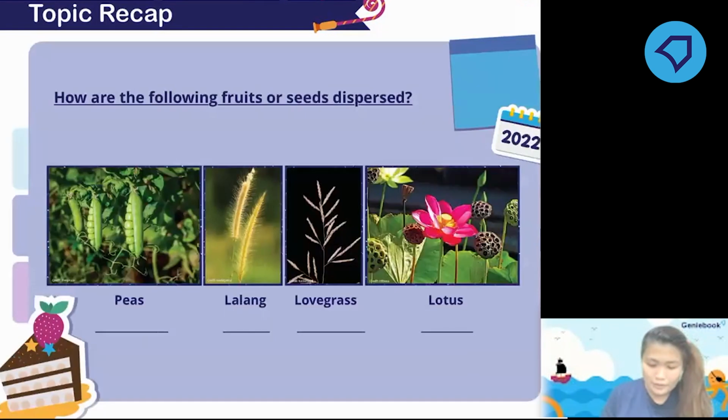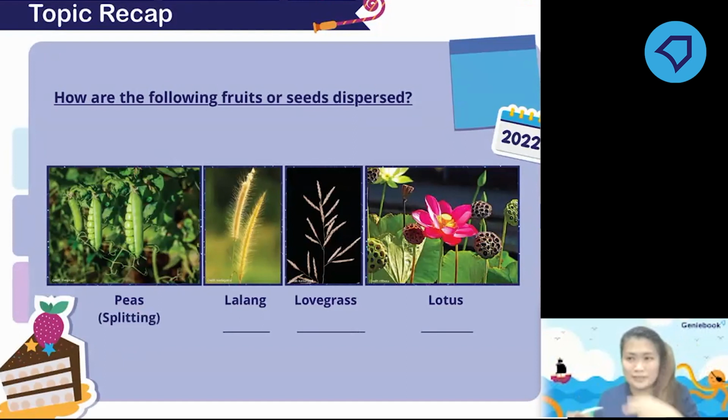So let's move on to what we are looking at today. Which of the following, how are they being dispersed? This is still a recap. Can anyone tell me about peas? What do we know about peas? How are peas being dispersed? Splitting. Very good. Splitting. What about lalang?